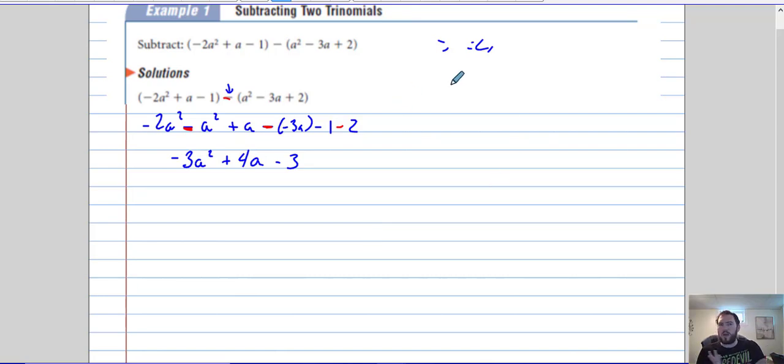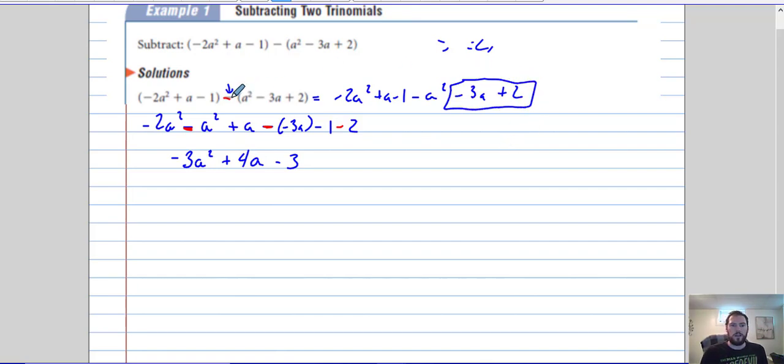that I see all the way up to grade 12 students will do this. They will just say, this thing turns into negative 2a squared plus a minus 1 minus a squared minus 3a plus 2, and that is wrong. This is not a minus 3a plus 2 because this minus happens to everything inside this bracket.